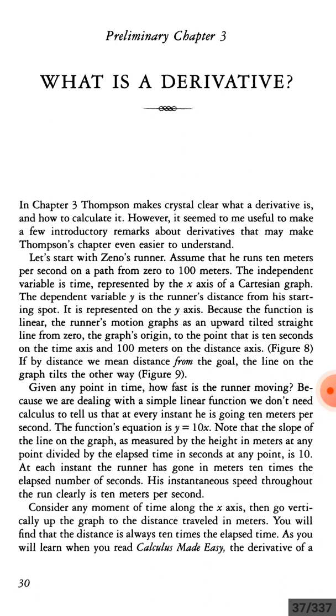Because the function is linear, the runner's motion graph is an upward tilted straight line from 0, the graph's origin, to the point that is 10 seconds on the time axis and 100 meters on the distance axis. Figure 8. If by distance we mean distance from the goal, the line on the graph tilts the other way. Figure 9.